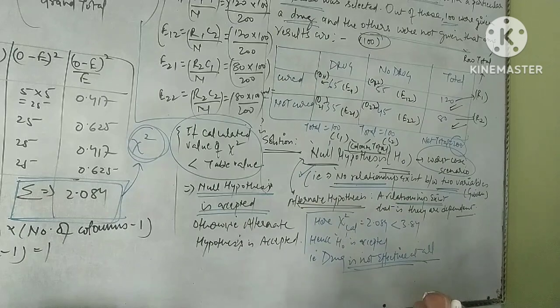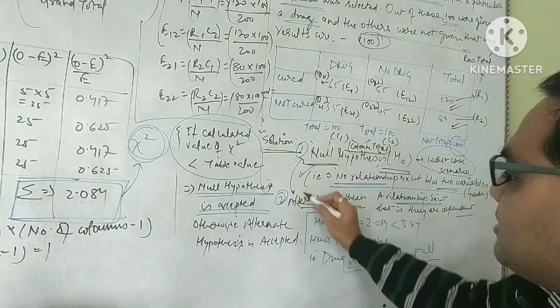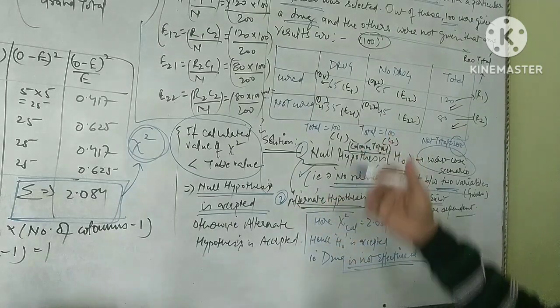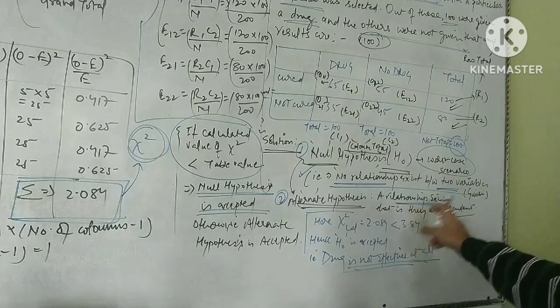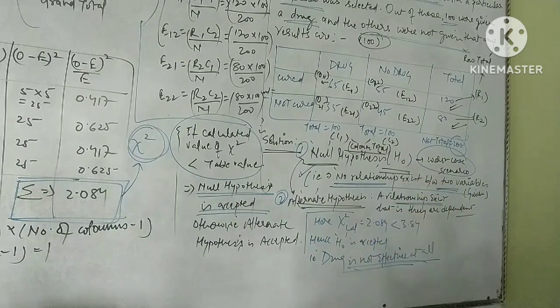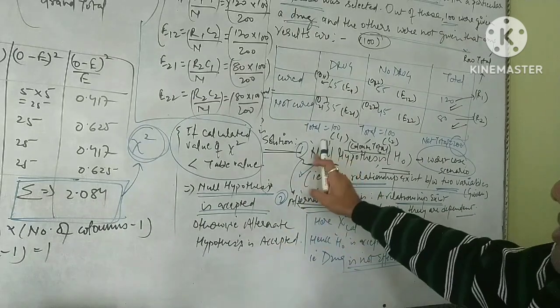Besides that, there is the other hypothesis; this is the first hypothesis, the null hypothesis. This is the alternate hypothesis. It is just opposite to that of the null hypothesis. It says that a relationship exists, that is, they are dependent. These two independent things are now dependent. So we always start with the null hypothesis.